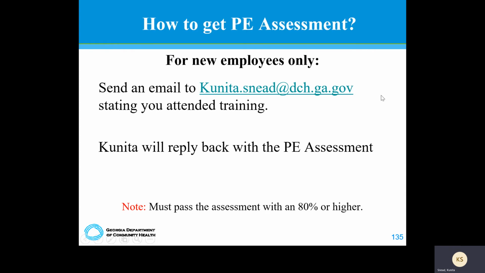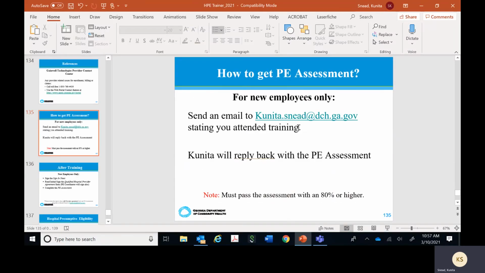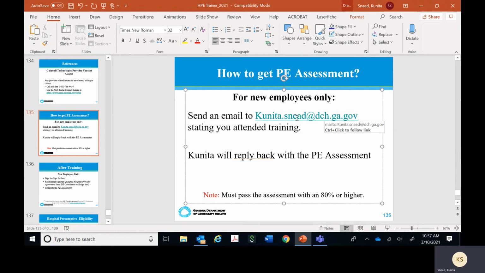So this is the instruction that you would need to follow in order to get your assessment. Once you have completed this training, you need to send me an email and let me know that you have completed the training, and I will reply back to you with your assessment. Once I reply back to you with your assessment, then you're able to go ahead and start your assessment.